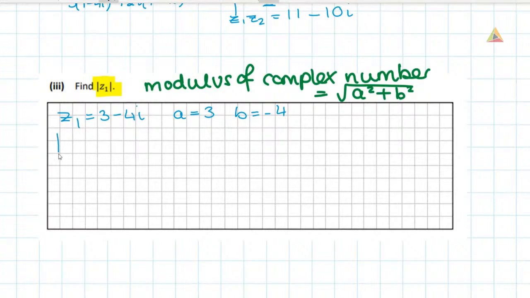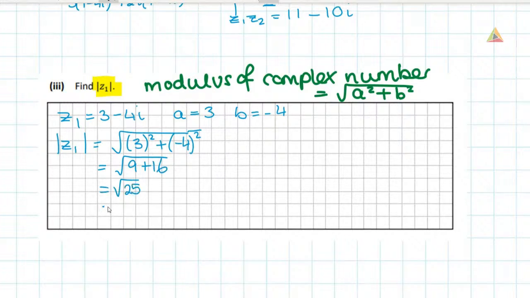And we're going to find the modulus of Z1. So this is putting into the formula the square root of a squared plus b squared, so the square root of 3 squared plus minus 4 squared, which gives me the square root of 9 plus 16, which is the square root of 25, which gives me an answer of 5. So the modulus of Z1, the distance from the origin to the point Z1 on our Argand diagram, is a distance of 5. And that number will always be a real number when we work out the modulus of a complex number, so we'll never have an i in it.